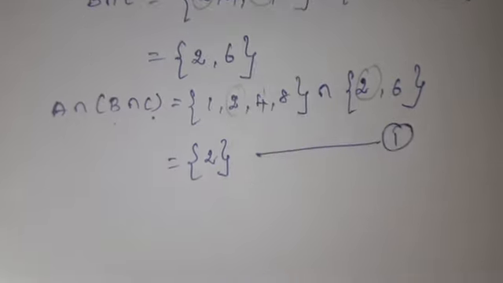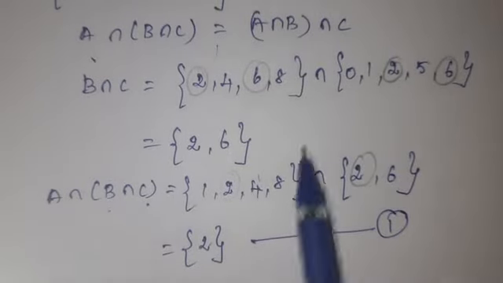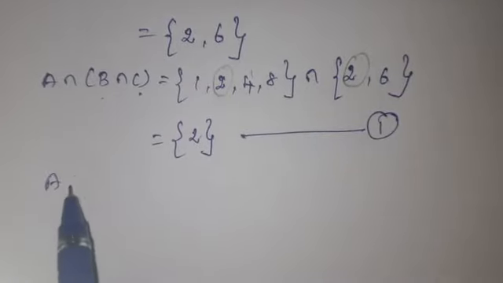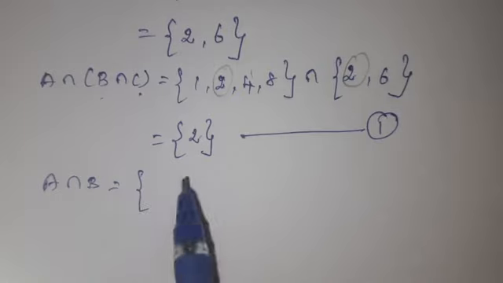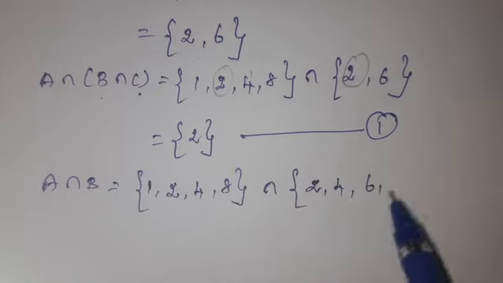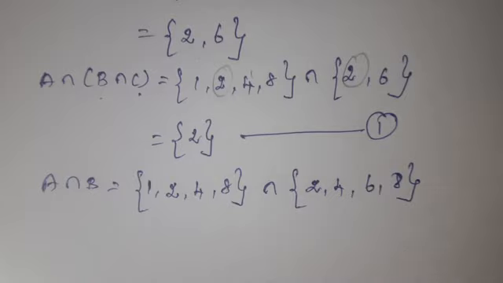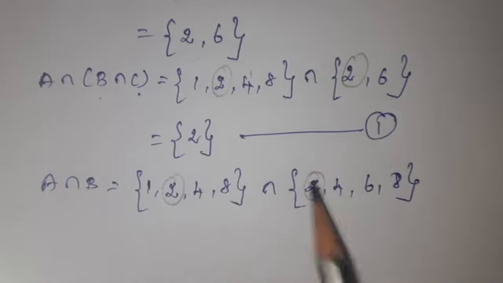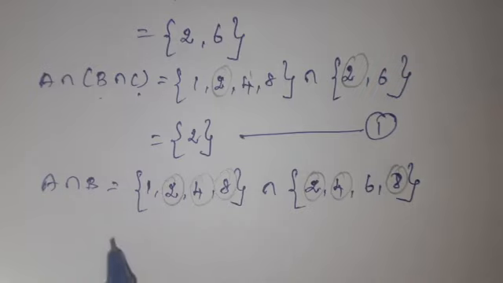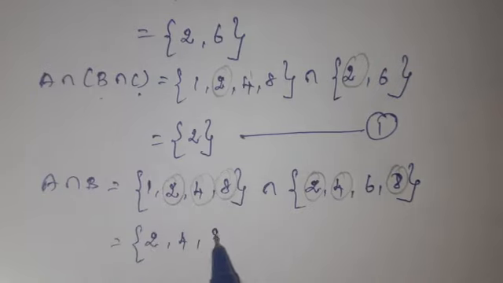Next I am going to find the RHS side part, that is inside the bracket. First you should find A intersection B. A element is 1, 2, 4, 8. Intersection B element is 2, 4, 6, 8. For this also you should take intersection, that means common elements. What is common? You should circle that one, 2. Next one is 4. Next one is 8. Therefore common is 2, 4, 8.